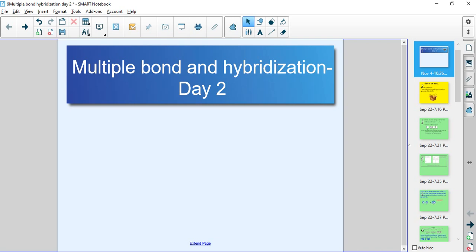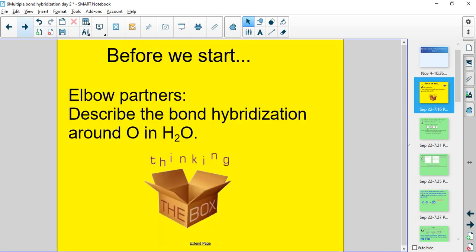In this next lesson, we're going to continue talking about hybridization, specifically multiple bond hybridization. So let's start. Okay, before we do that, let's review a little bit of hybridization in an H2O molecule. The question here is asking us to describe the hybridization around oxygen in H2O. All right, so let's draw this quickly.